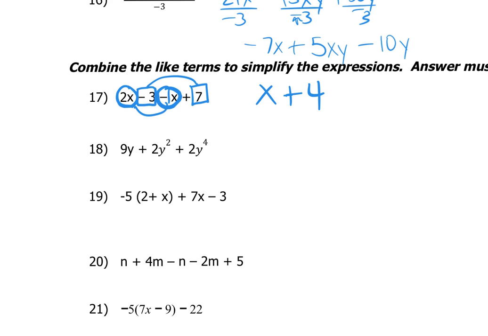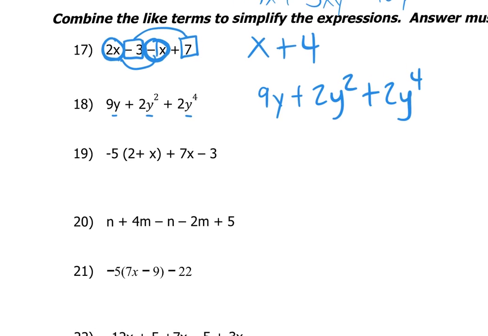In number 18, there are actually no like terms because our variables are y squared and y to the fourth, and we can't put any of those together, so our answer would simply be 9y plus 2y squared plus 2y to the fourth. We would not be able to put anything together.